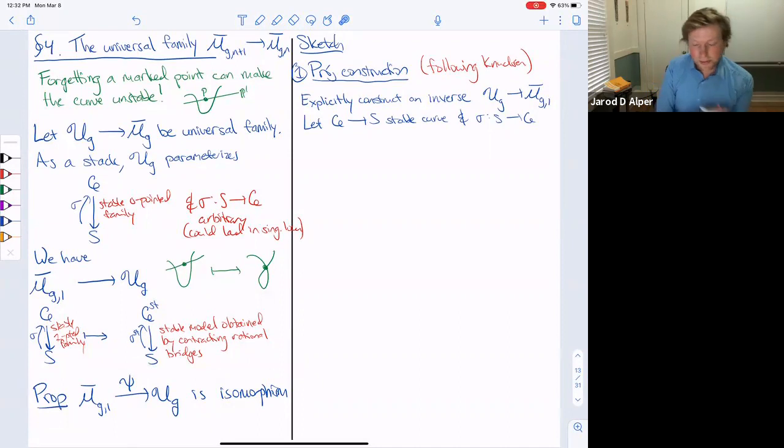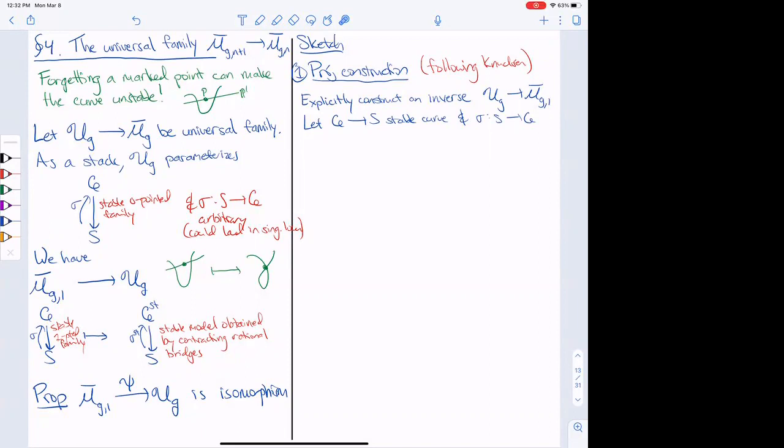One should view the fact that M_g,1 bar is a universal family over M_g bar as a much more remarkable fact than that M_g,1 is a universal family over M_g, because of this fact that forgetting a marked point can destabilize the curve.